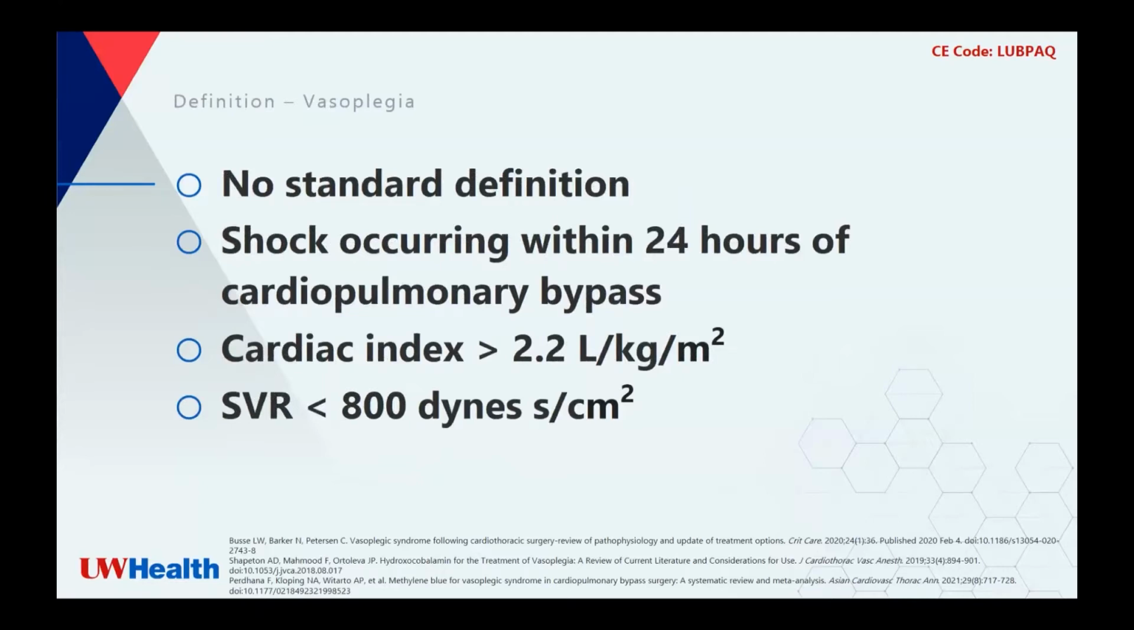So vasoplegic syndrome, or vasoplegia, is not very well defined. There's no widespread standard definition, but it is really similar to other shock states like sepsis, but it's different in its cause. Instead of infection as the cause, it's the cardiopulmonary bypass. So in general, it's thought to be hypotension that's refractory to pressors. And numerically, this would look like a normal cardiac index of greater than 2.2 and an SVR that's low, or less than 800. And for vasoplegia in the setting of cardiac surgery, this would be occurring within 24 hours of cardiac bypass.